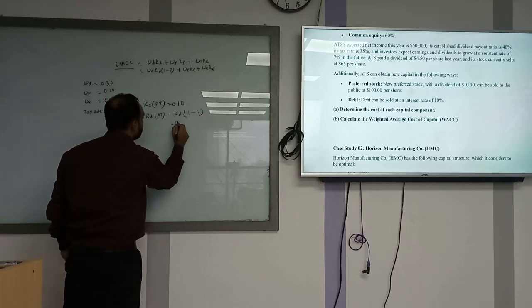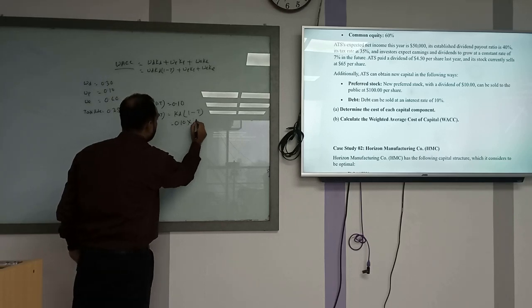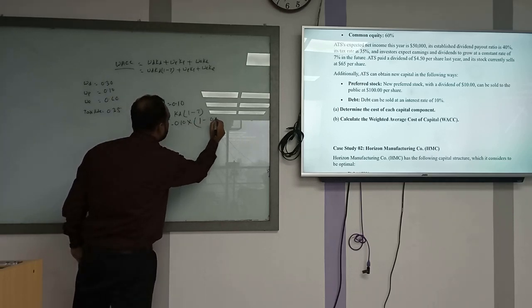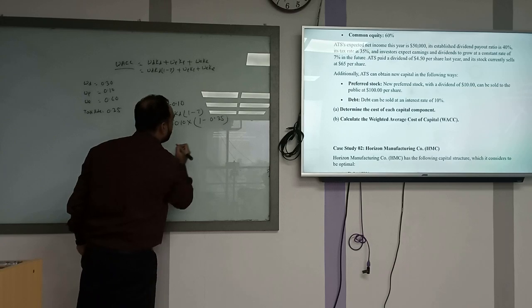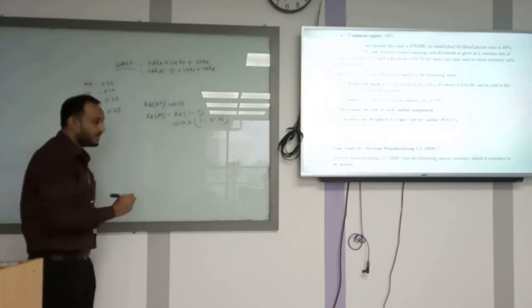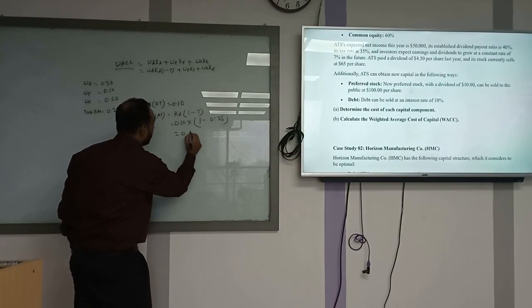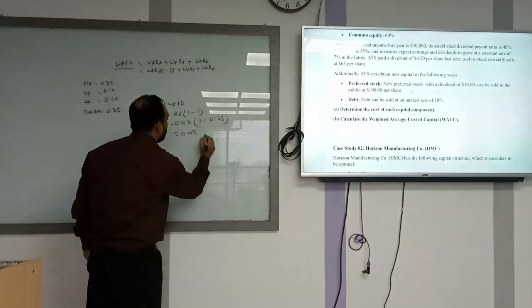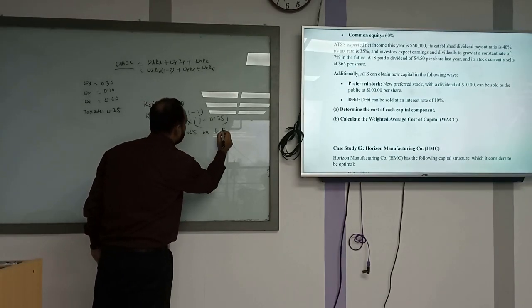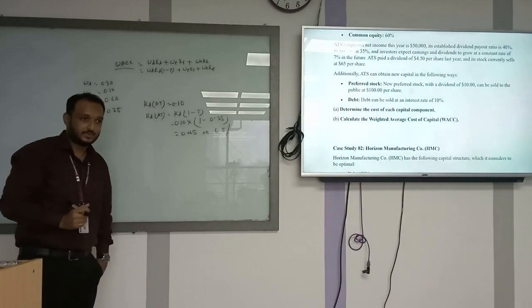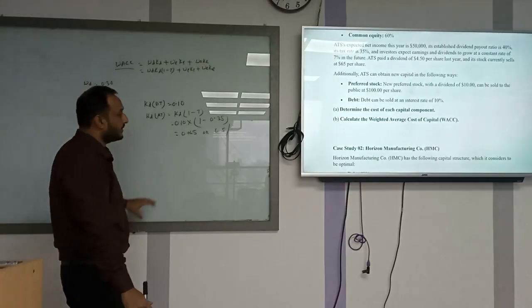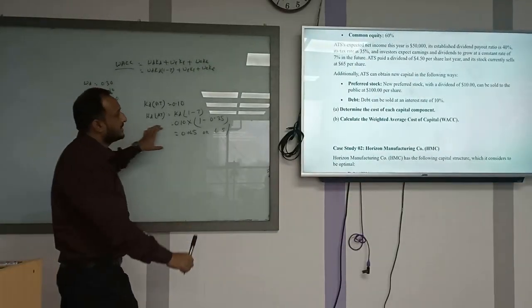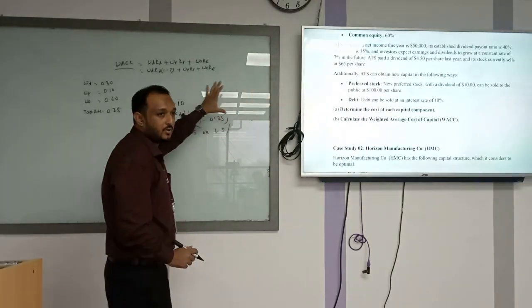So KD is 0.10 into 1 minus 0.35. What does this come to? Look, it should be 0.65, 0.065, right? 0.065 or 6.5%. Check whether that is correct.